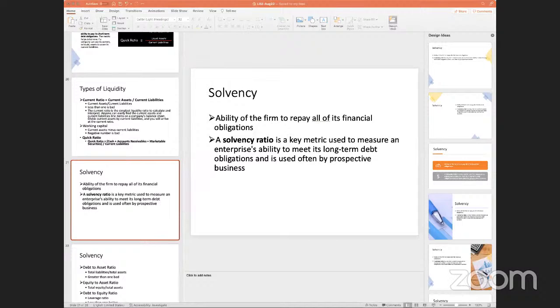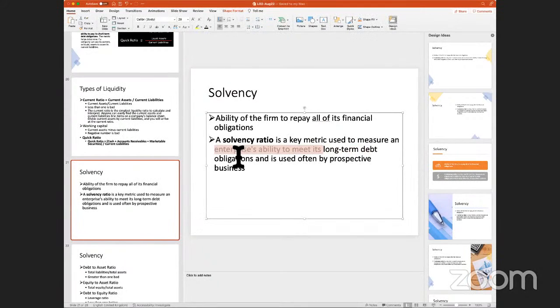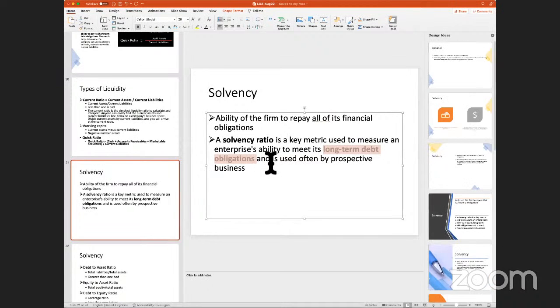Now, when we talk about solvency ratio, what we mean is a key metric which is used to measure the company's ability to meet its long-term debt obligations. So the difference between liquidity ratio and solvency ratio is that liquidity is short-term commitment obligations, and solvency ratio is long-term obligations of the company. The ability of the company to pay its debt or its creditors over a period of time would basically give us the financial health of the company.